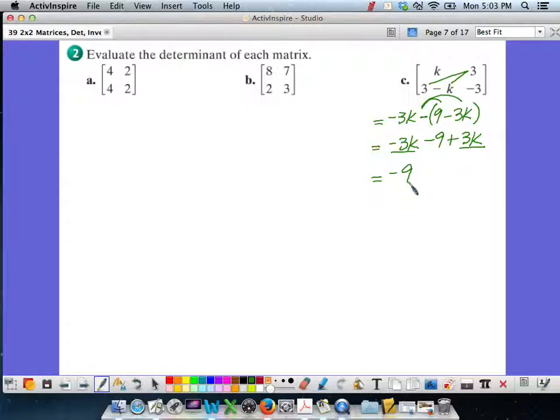Again, to find the determinant of a 2 by 2 matrix in the form A, B, C, D, with brackets, it's A times D, AD, minus B times C, BC. That's how you find the determinant of a 2 by 2 matrix.